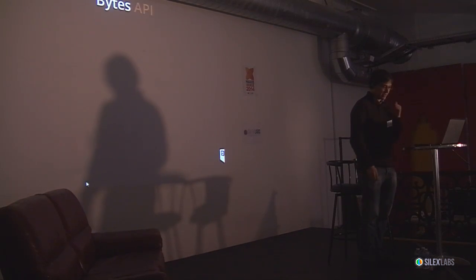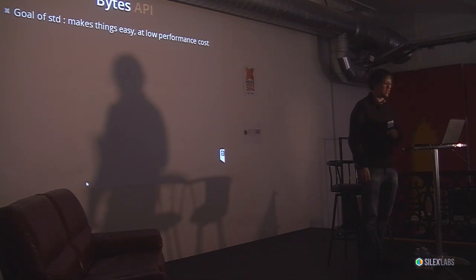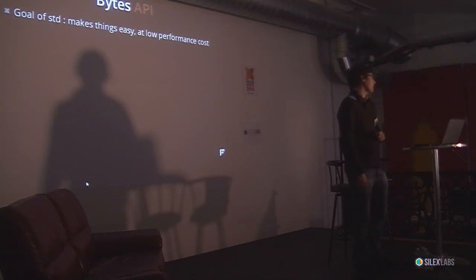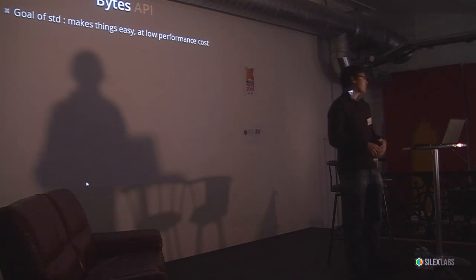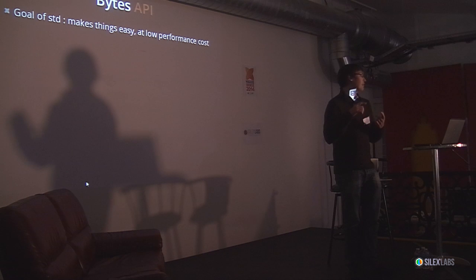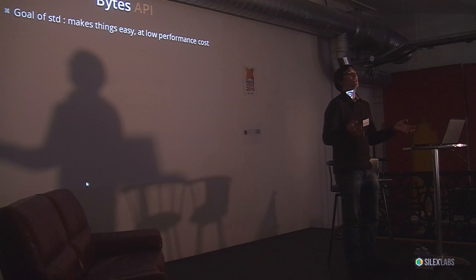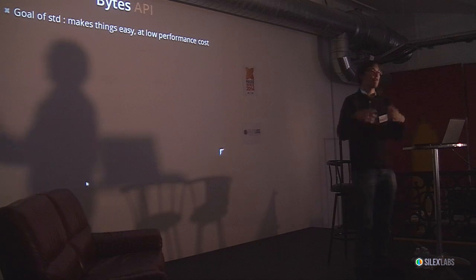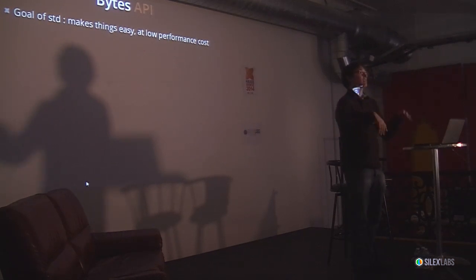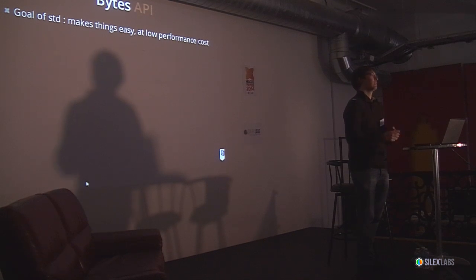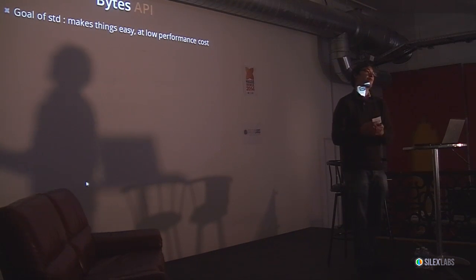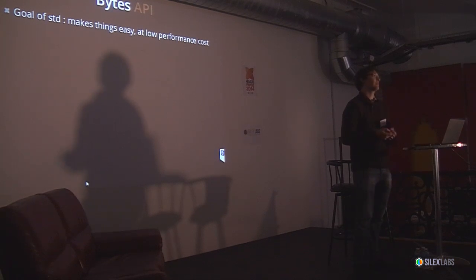Bytes API. There are several things that we are not so happy with in the Bytes API currently. First, the goal of the standard library is to make things easy and at low performance cost. The idea is that if something we give as a standard API is too slow on every platform, then people will fall back to platform-specific code, so they will not use the standard library. So we want to provide classes that are very high performance, whatever the platform you are on. It is quite important for us.